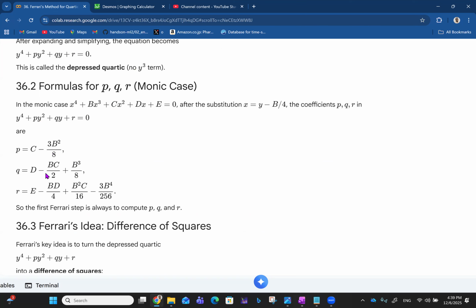We'll try what we can do. So P is C minus 3B squared over 8. Q is D minus BC over 2 plus B cubed over 8. Then R is E minus BD over 4 plus B squared C over 16, then minus, okay, this is minus now, minus 3B raised to power 4 over 256. I checked that again: E minus BD over 4 plus B squared C over 16 minus 3B raised to power 4 over 256.